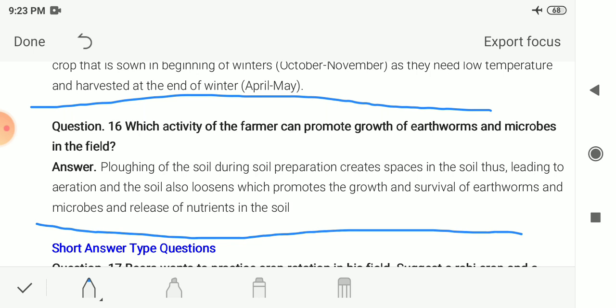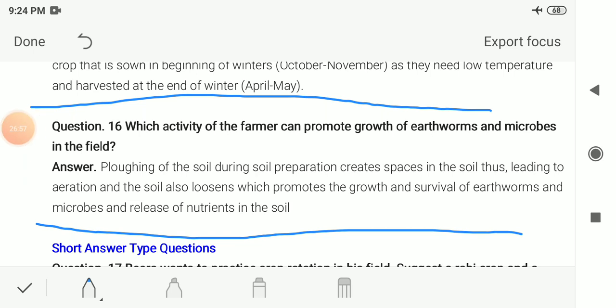So ploughing is the method by which soil is prepared, and it creates space between the soil particles. Because of that aeration, movement of air between the soil particles is possible, and loosened soil also improves the growth and survival of earthworms and microbes, and in the end they release nutrients in the soil. So by this we can increase the growth of earthworms and microbes in the field.